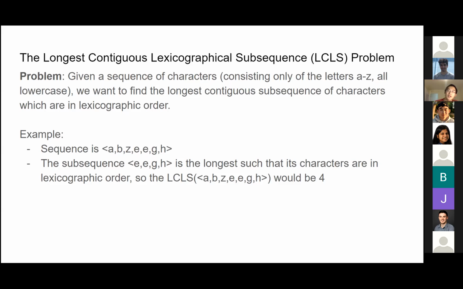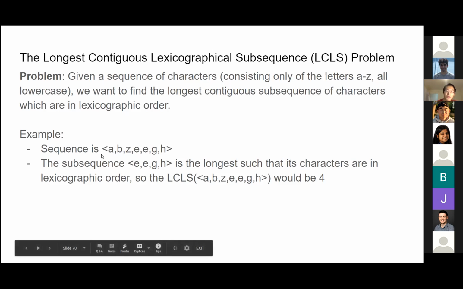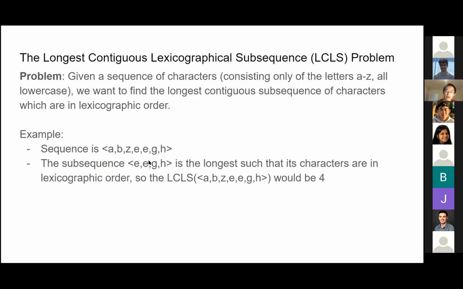So the problem statement is we're given a sequence of characters, and these are all lowercase letters from the alphabet, A through Z. And we want to find the longest contiguous subsequence which is in lexicographical order. That means in alphabetical order, like A, B, C. For example, in a sequence like this, EEGH is in alphabetical order, and it's the longest contiguous subsequence that is in lexicographical order. So for this sequence, the LCLS would be 4. Any questions about this problem?